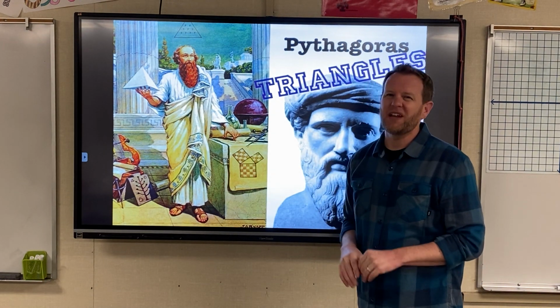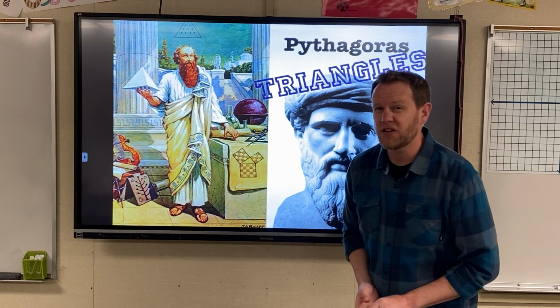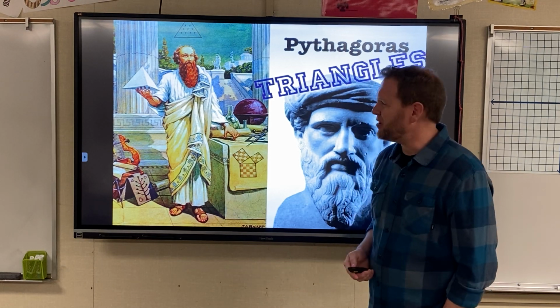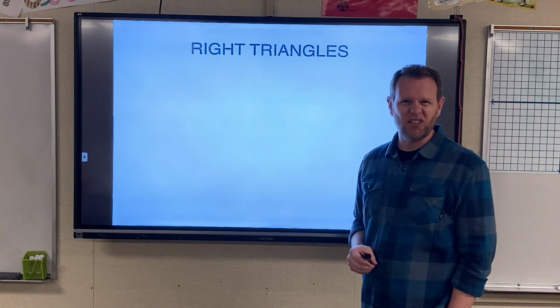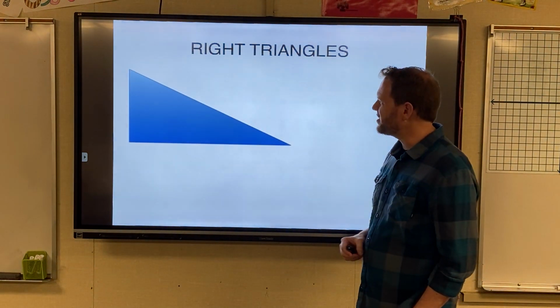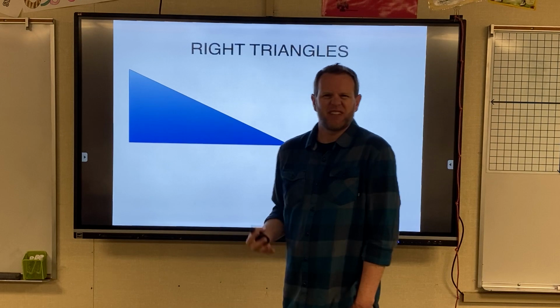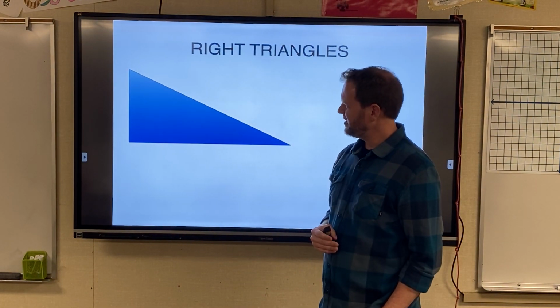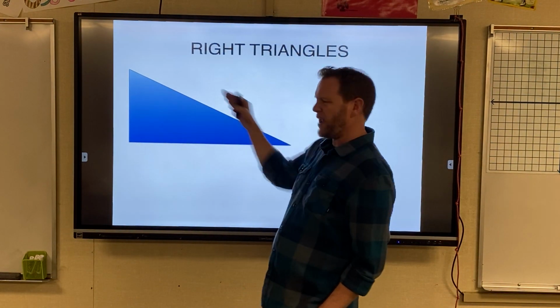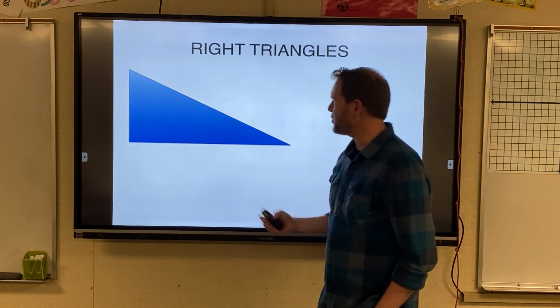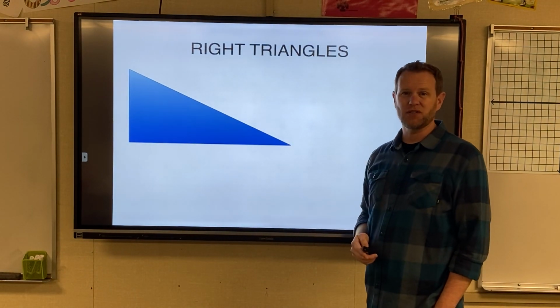Pythagoras loved them all, but he liked one specific kind of triangle the best. And I can't blame him. I kind of like right triangles myself. There's something about a nice right triangle with that 90-degree angle right here that just feels right. And it kind of looks like a ramp, so if you're into any kind of action sports, you might be a fan of right triangles as well.